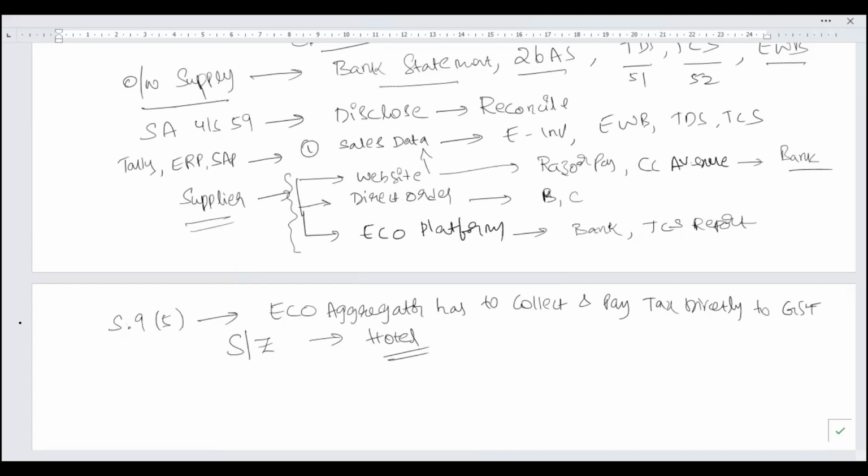So government said, I'll not catch hold of those business people because it's being sold through a platform. This aggregator, this platform, has an obligation to collect and pay directly to the government. So when I pay the tax, that doesn't go to the hotel, that goes to the aggregator. The aggregator in turn deposits with the government. Look at the small change in the taxation structure, how money is being secured in a completely protected manner.